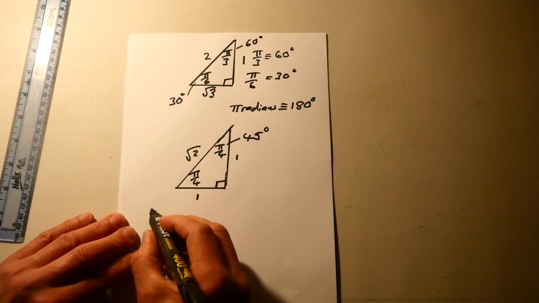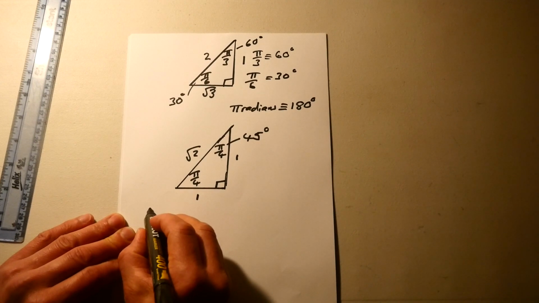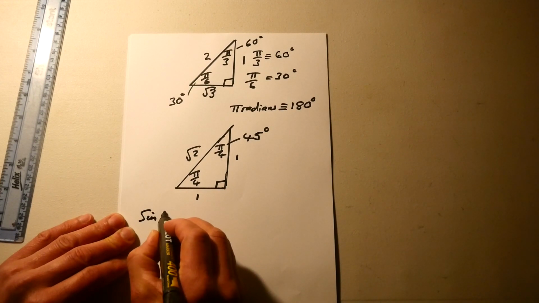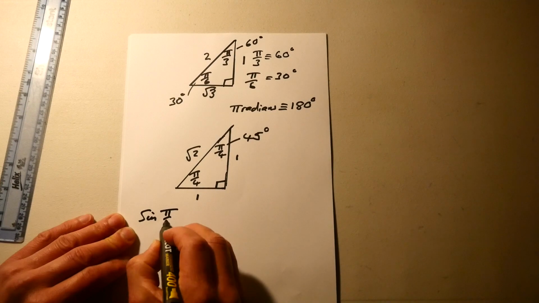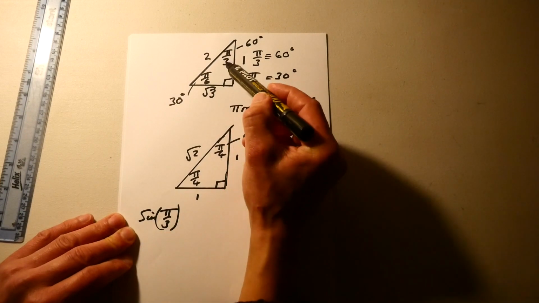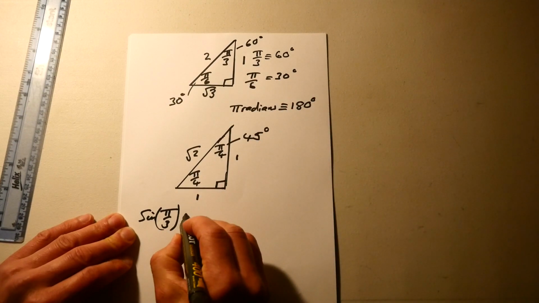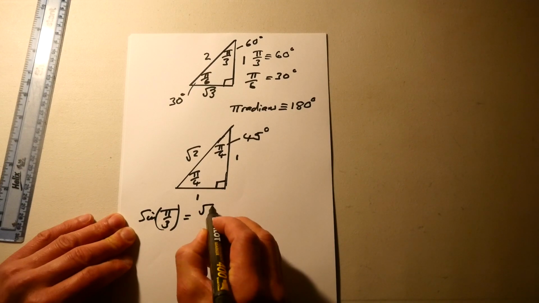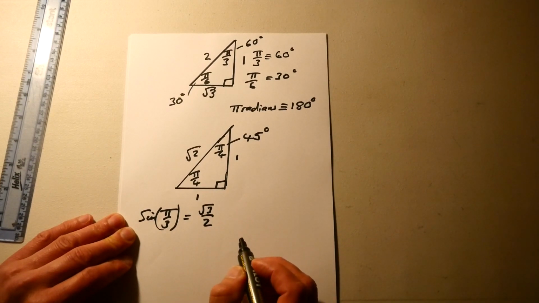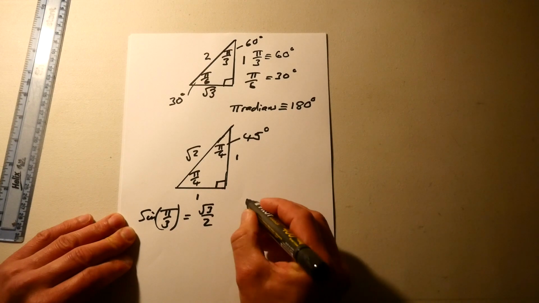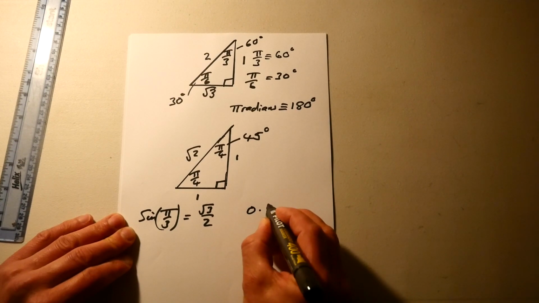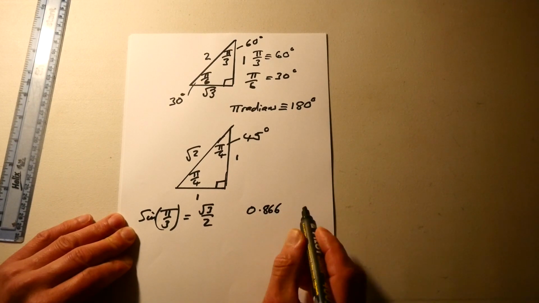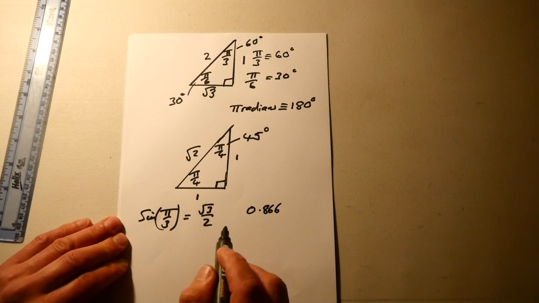Okay, so often in equations you might have sine pi over 3, opposite over hypotenuse. That would be equal to root 3 upon 2. Okay, that's easier to write down than 0.866. It's easier to work with in equations often.